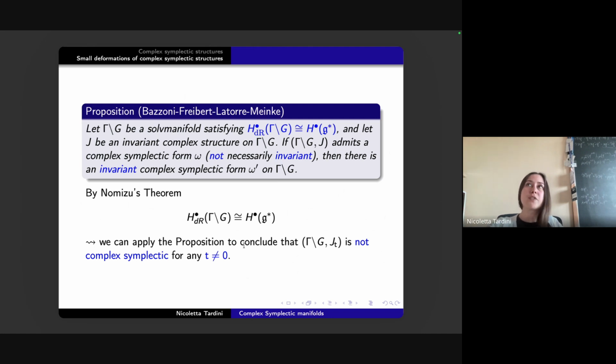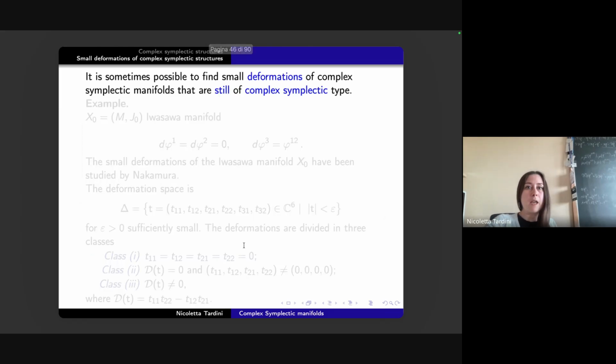But in the literature, there were some results saying that under some suitable assumption, we can have stability, in fact. And in fact, we have examples where the deformations still admit complex symplectic structures, okay?